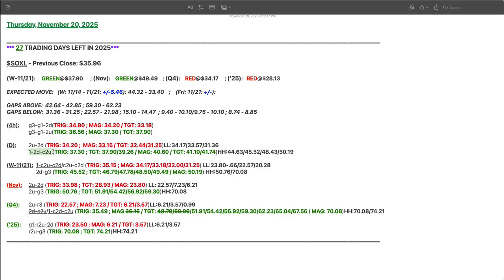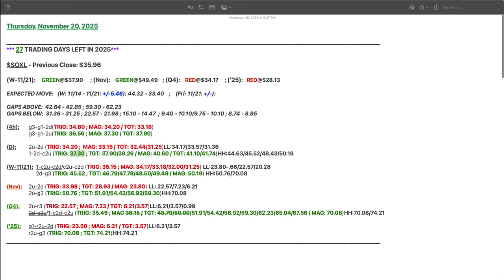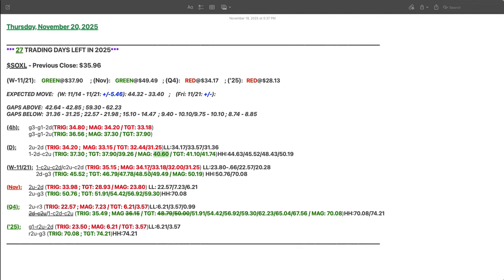But if we do continue to the upside, that gives us that 1-2 down combo 2 up that we talked about, triggering at 37.30. The magnitude is 40.60. But again, we put some intermediate targets here just because we are in the face of a 4-hour and 1-day downtrend. Yes, we're past that first target, but we're not past that second one yet in after hours, even with NVDA reporting. So those are our intermediate targets. The magnitude of the move is 40.60. If we reach there and we've got momentum because of this NVIDIA earnings, we put some extended targets out here of 41.10 and 41.74.